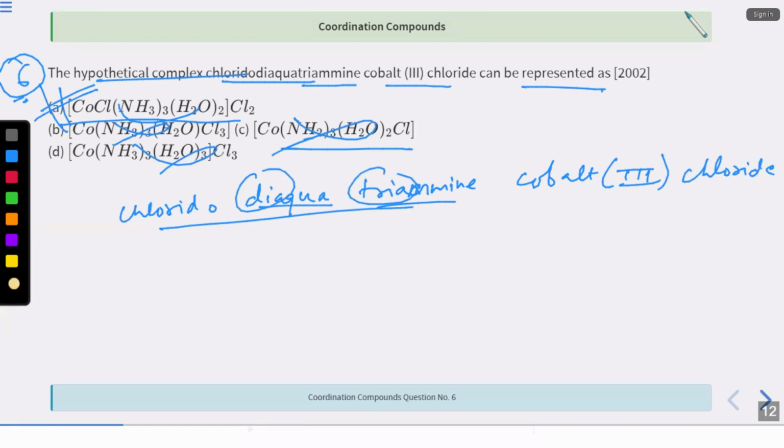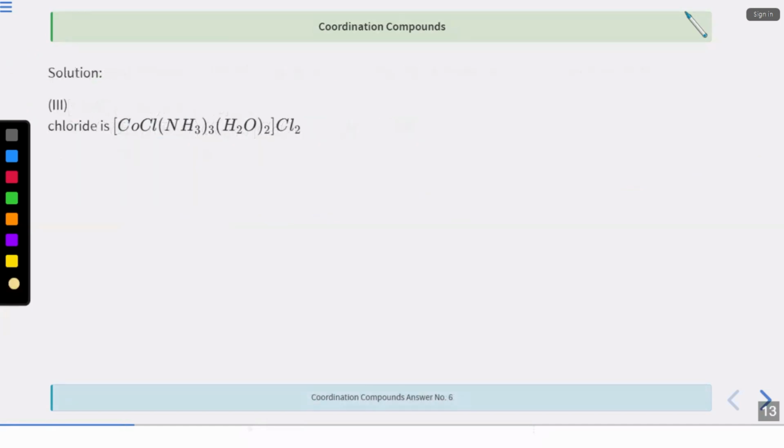So diaqua means we have two H2O molecules. Here it is 3, so it is wrong. Here also it is 2, it is wrong. So here it is 2, sorry, it can be the correct option, but it is also saying triamine, and here I don't have amine, so that's why NH3 thrice. So A is my right option to this question, which is [Co(Cl)(NH3)3(H2O)2]Cl2. NH2 is not amine, it is NH3. A very simple question, just see the nomenclature and you will get your final answer.